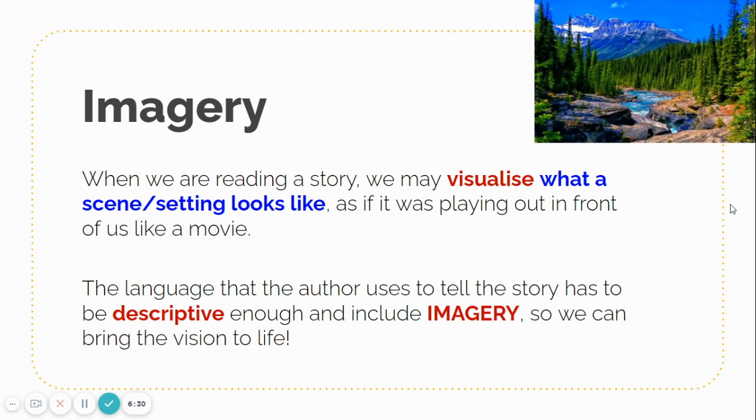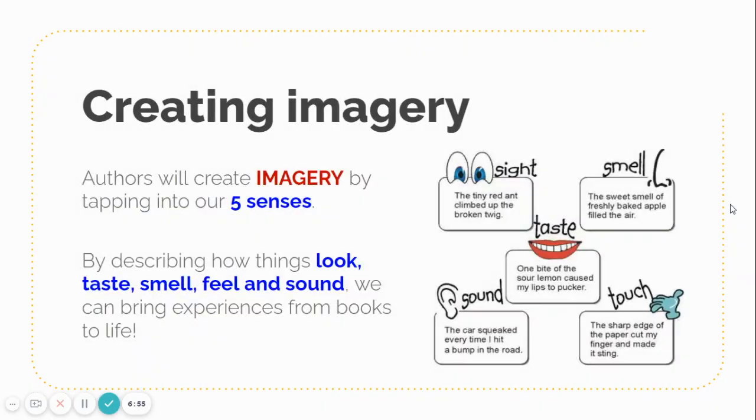Now, the language that the author uses to tell the story has to be descriptive enough, and it has to include imagery so we can bring these visualizations and these visions to life. If a story cannot really be visualized as we're reading it, and if we can't visualize the characters, the settings, then it's probably not going to be a very good story to read. So that's where this concept of imagery becomes really important.